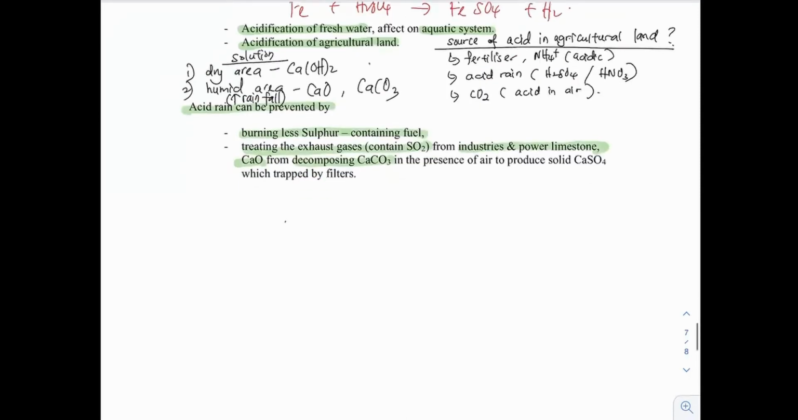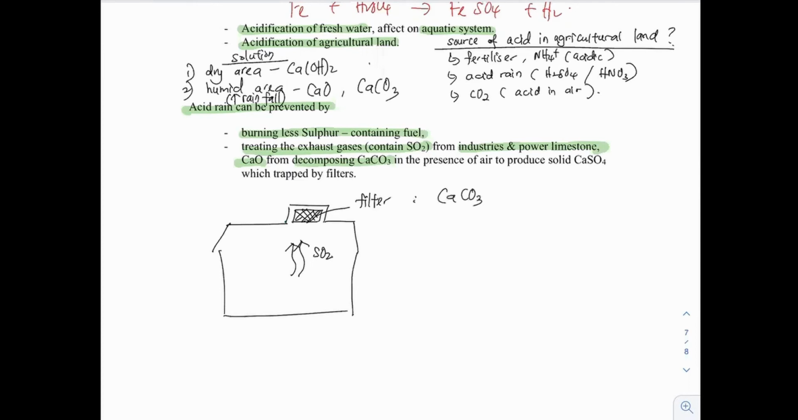Okay, so I'll explain by using a diagram. Let's say this is the factory that produces a lot of SO2. This SO2 is a pollutant, so it cannot just go into the environment. So we have to put a filter in the chimney. What should be in the filter? We have to put calcium carbonate inside. Calcium carbonate in the filter will first be heated to form calcium oxide, which is a solid, and you'll get CO2 gas.